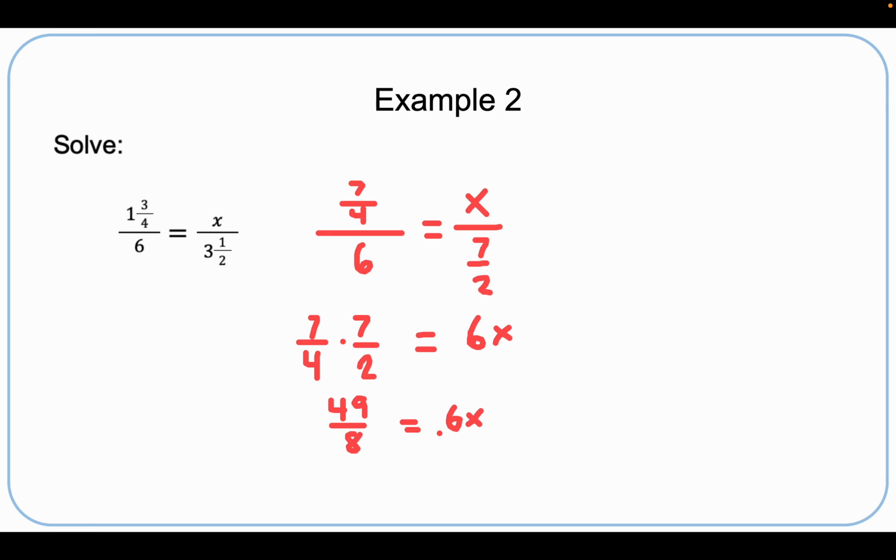And to solve for x, we need to divide by 6. So since we have a fraction over here, it might actually be better to multiply by the reciprocal. So remember, 6 is the same as 6/1. So we could actually multiply this by 1/6, the reciprocal. Multiply our other side by 1/6. And there's no cancellation that we can do there. So then we're left with 49 over 48 equals x. And there we go.